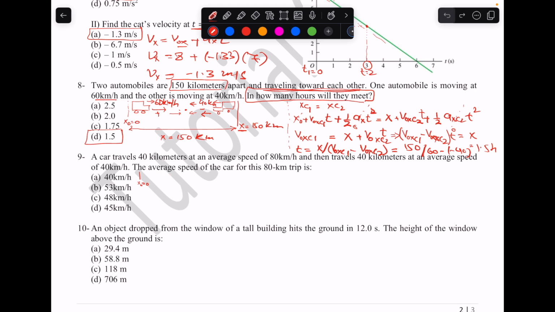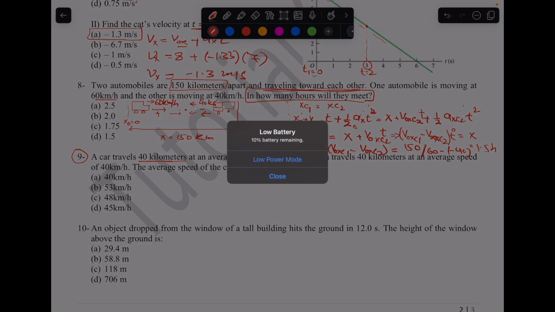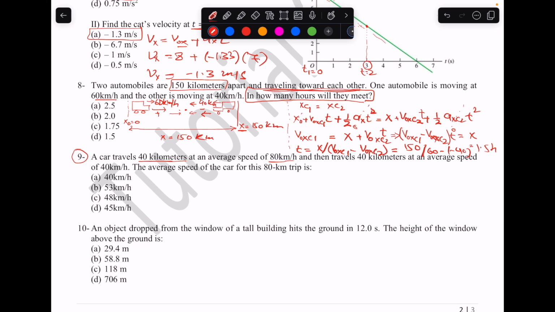Okay, so now going to solve question number 9, which is: a car travels 40 kilometers at an average speed of 80 kilometers per hour, and then travels 40 kilometers at an average speed of 40 kilometers per hour. Find the average speed of the car for this 80 kilometer trip.